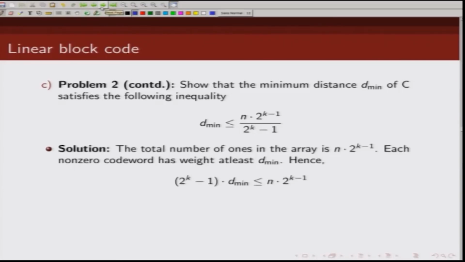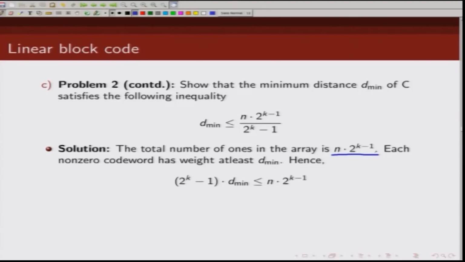So in the previous section, what we did was we arranged these 2^k code words in an array of 2^k cross n, and we showed that each column of this array has 2 raised to power k minus 1 ones and 2 raised to power k minus 1 zeros. So in this whole array, which has n columns, the total number of ones is given by n times 2 raised to power k minus 1.